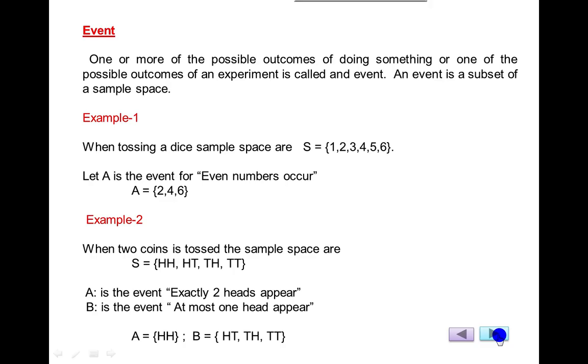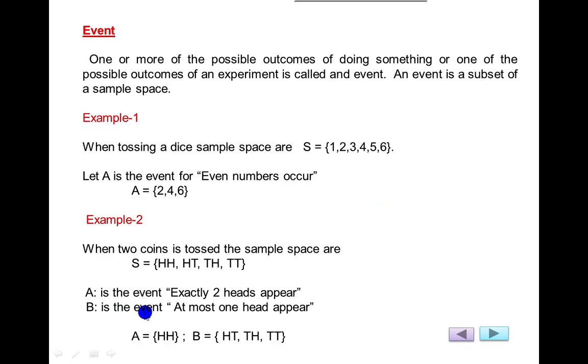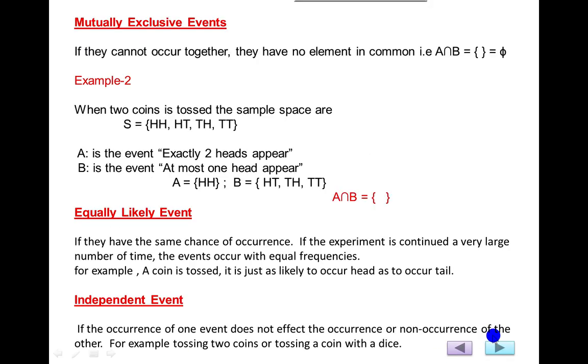So what are the assumptions and characteristics of the event? Events may be mutually exclusive. What is mutually exclusive? If they cannot occur together, they have no element in common, that is, A intersection B is the null set. In example number 2, the previous example of the event, you know that there is no intersection. So you can say A and B are mutually exclusive events. And the probability of mutually exclusive will be equal to 0. There is no set, no member, no element.